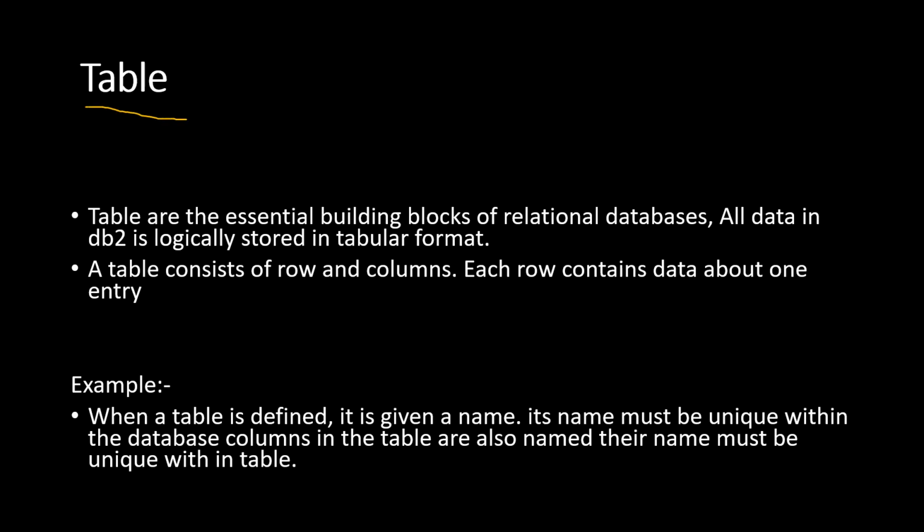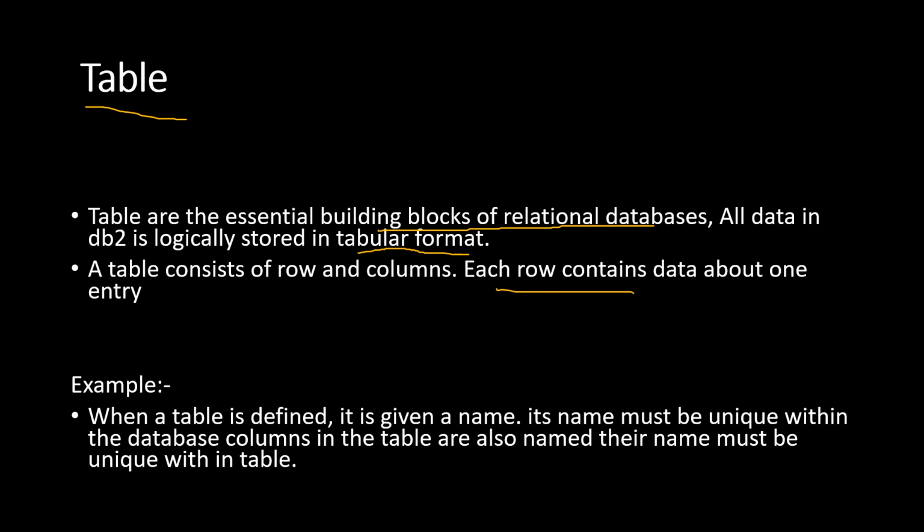So tables are the essential building blocks of the relational database. All the data in DB2 is logically stored in a tabular format. In a well-designed database, each table contains the data about specific entries, and a table consists of rows and columns. Each row contains data about one entry, like one employee name, department name, and so on.